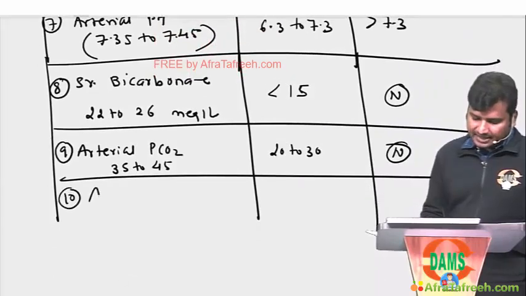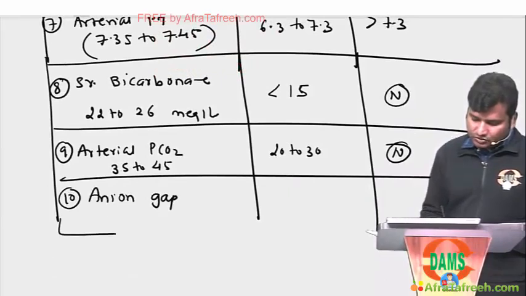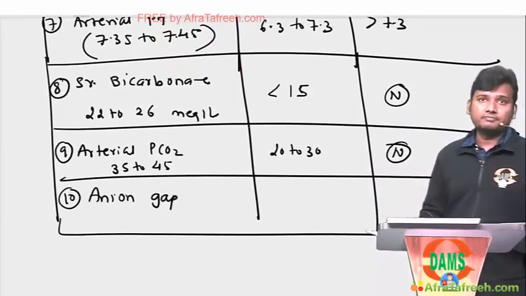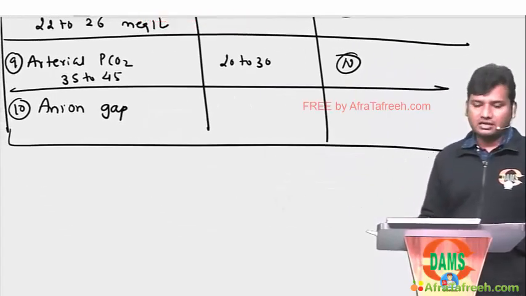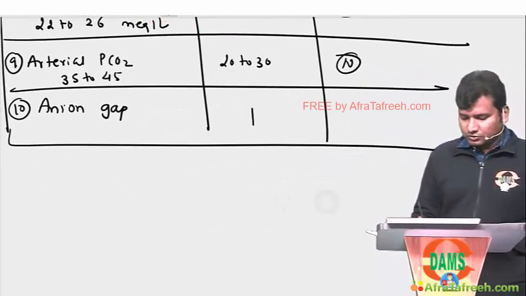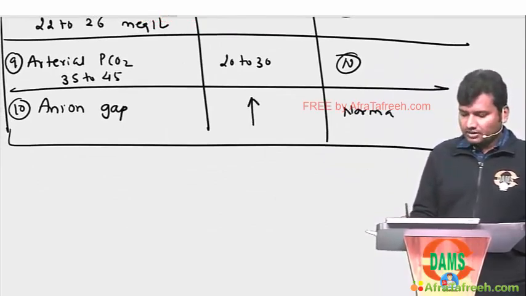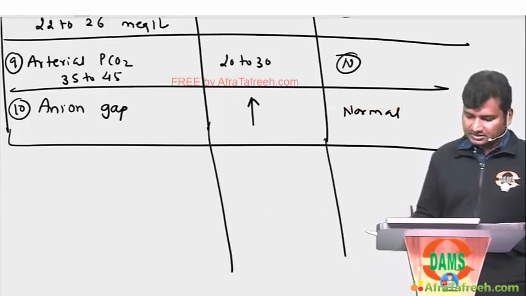Next, anion gap. Bicarb decreases, and the decrease in bicarb is because of H plus. H plus ions are coming from ketones. So anion gap increases in DKA. Here the anion gap is normal in a patient of HHS.